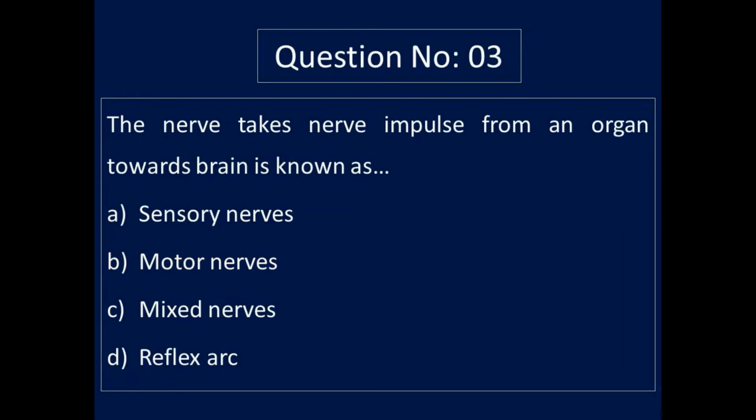Motor nerves. Third question. Nerve that takes nerve impulses from an organ towards brain is known as A. Sensory nerves, B. Motor nerves, C. Mixed nerves, and option D. Reflex arc. Right answer for this question is option A.